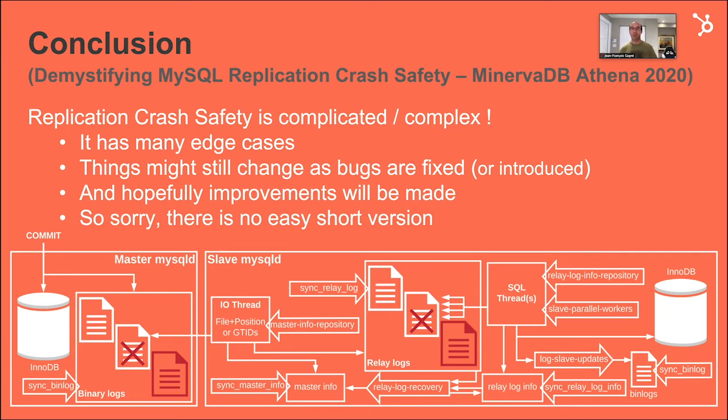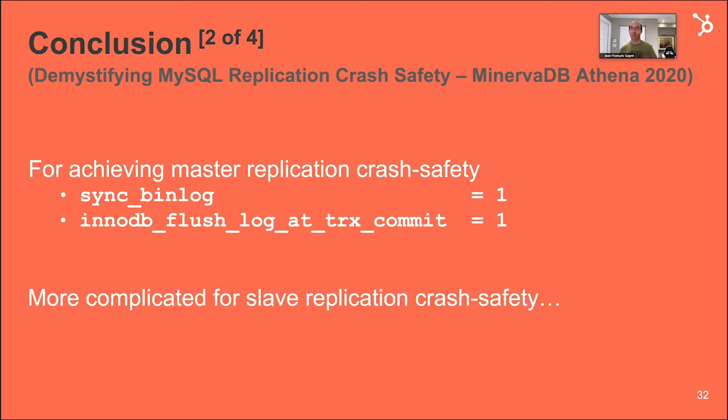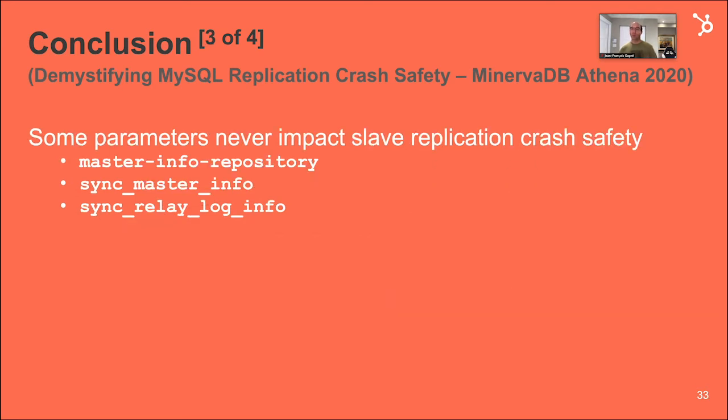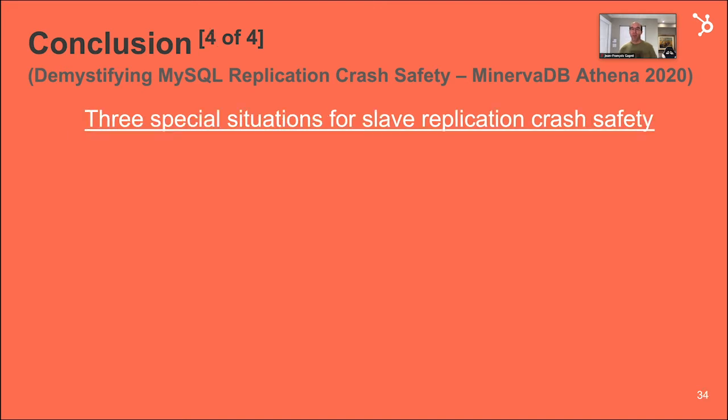So I'll try to wrap this up. If you want master replication crash safety, sync_binlog equal 1, trx_commit equal 1. That's simple. That's all you need. It's more complicated for slave replication crash safety. Some parameters never impact replication crash safety, so forget about those. Sometimes people think they're useful for replication crash safety. I don't think they are. Some parameters are always needed for replication crash safety. Make sure you use them. And there are some special situations. I think there are only 3 special situations.